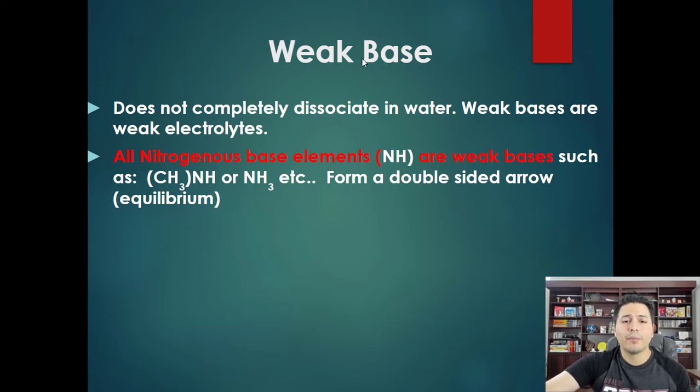Now, one thing you need to know about your weak bases is that they're always going to contain the nitrogenous base, which is your NH base. So if you look at my examples over here, I got CH3 and NH. NH is automatically telling you that this entire molecule is going to be a weak base. And then over here, NH3, which is ammonia. Because it's that NH group family, we can also assume that this is going to be a weak base. So basically, anytime you see anything with NH in the end, or NH whatever, you're going to have a weak base. Okay, so these will always have those double-sided arrows.